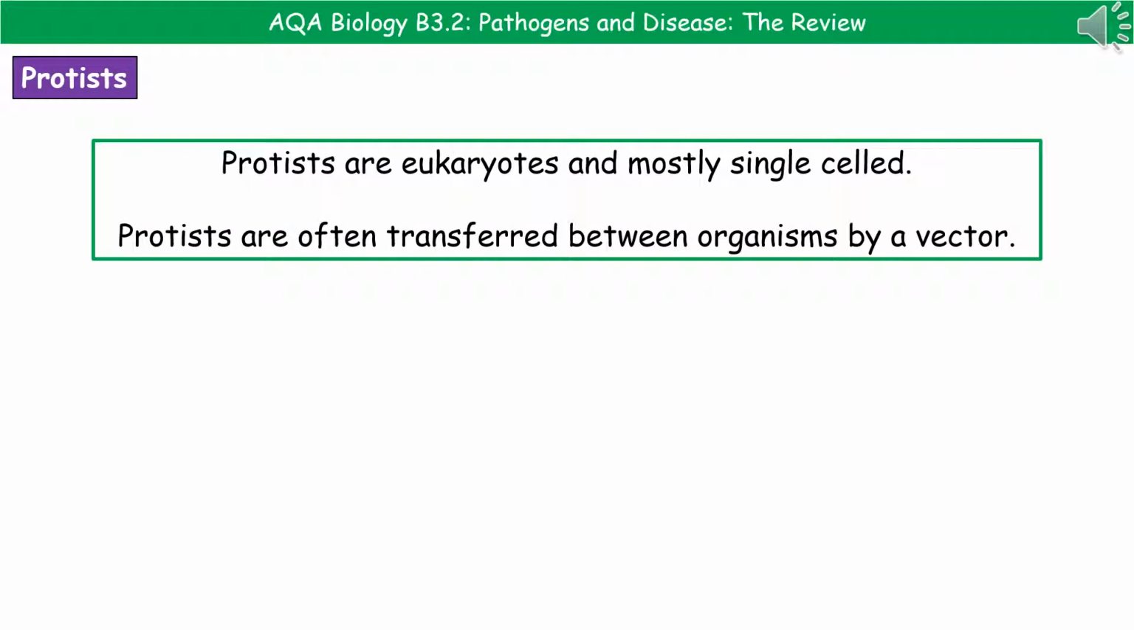The third type are the protists. Now, protists are eukaryotes, and these are mostly single-celled organisms. What we find with our protists though is that they usually require a vector to transfer them from one organism to another. And malaria is a really good example of this, that the way it's transferred from one human to another is via the vector of a mosquito.